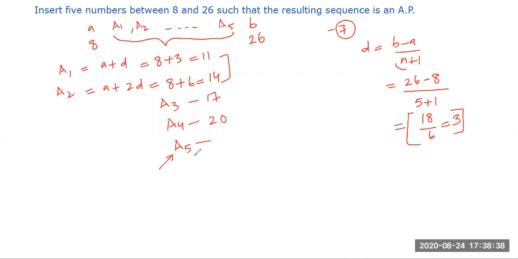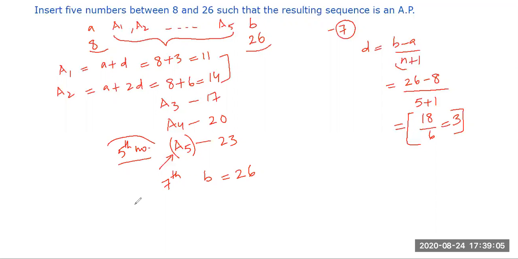What will be A5? 23. And the last term, or the 7th term of the AP, would be B, and that is 26. So you see, here I said wrong. A5 is not the 5th term. It is the 5th number which has been inserted between A and B, that is 8 and 26.